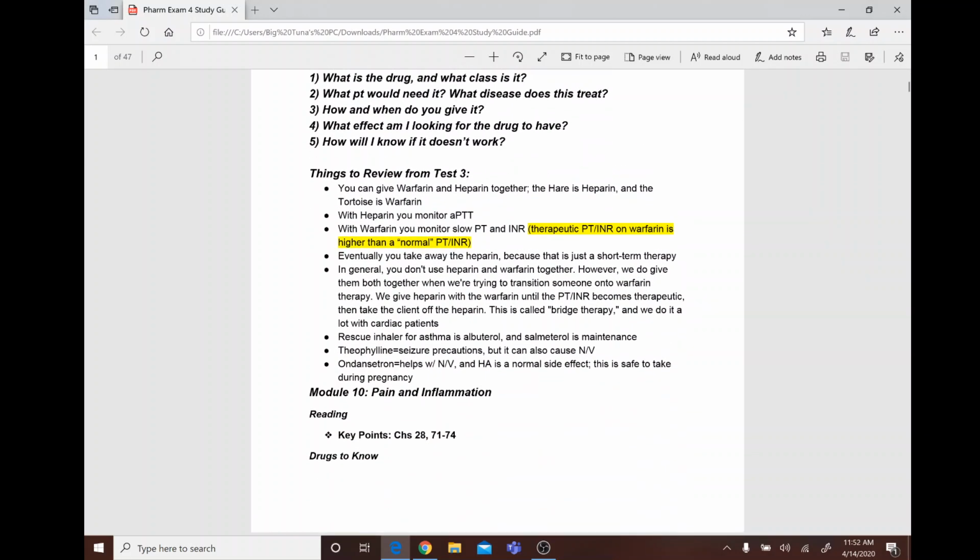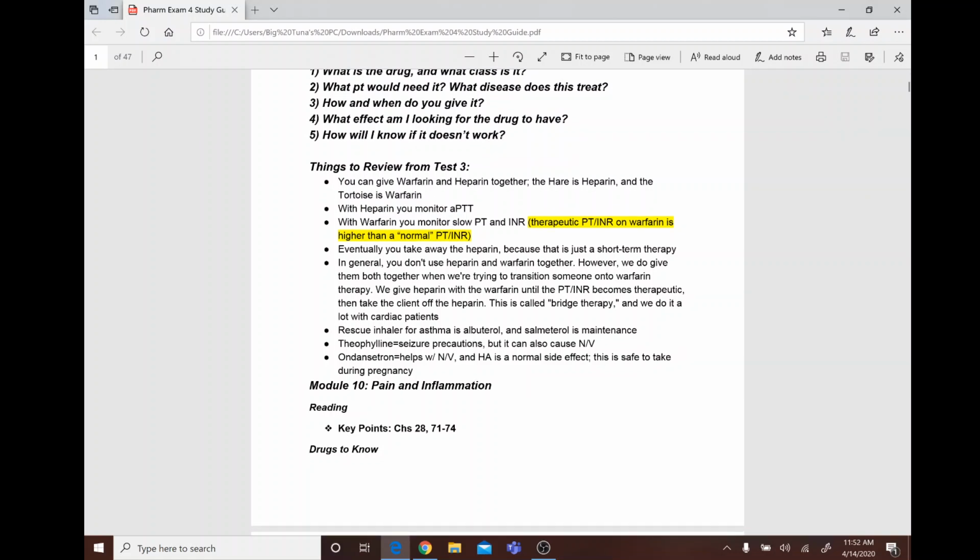So some things to remember from test 3. Morphine and heparin can be given together. The heparin is the hare. Morphine is the tortoise. Heparin, you're monitoring APTT. Warfarin, you monitor slow PT and INR, okay? So therapeutic PT, INR, and warfarin is higher than a normal PT, INR. Then you'll eventually take away the heparin because that's just a short-term therapy, okay?